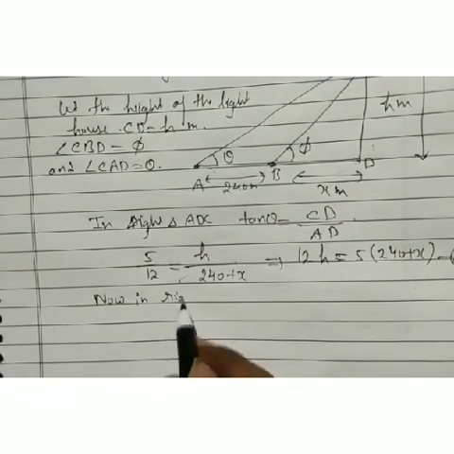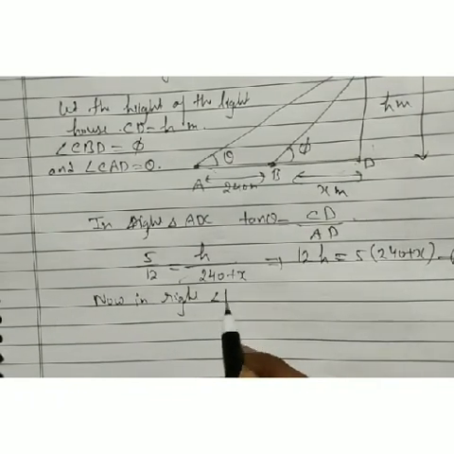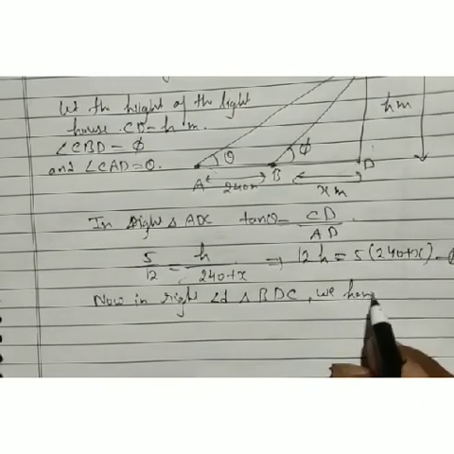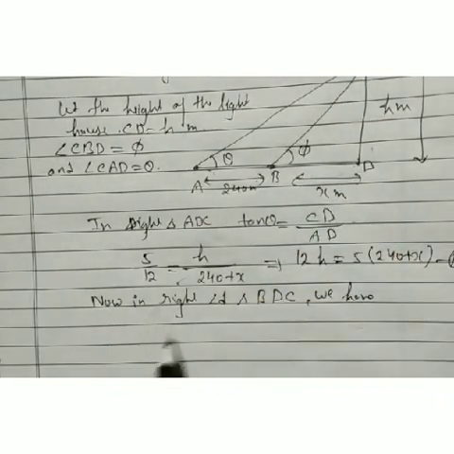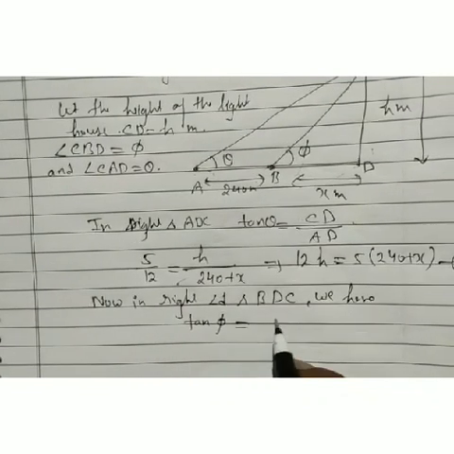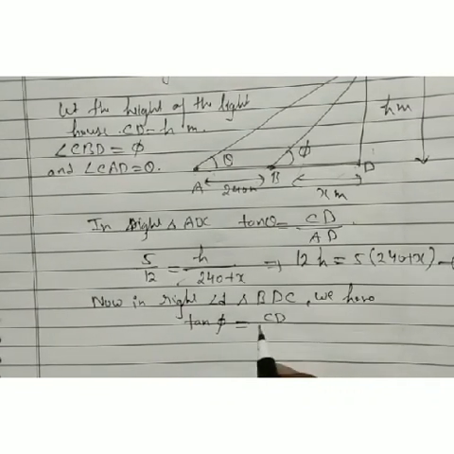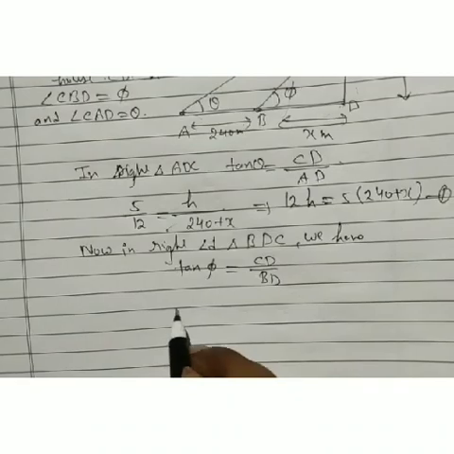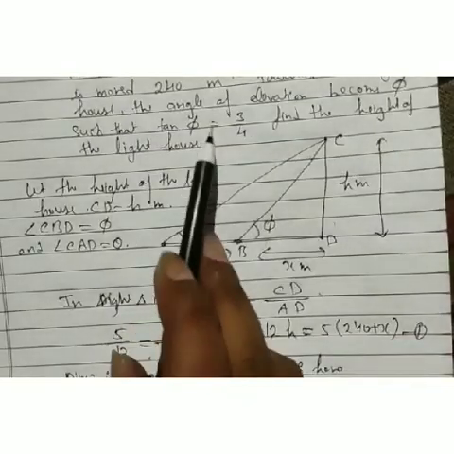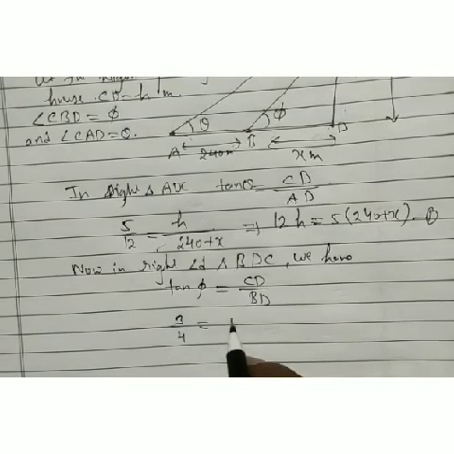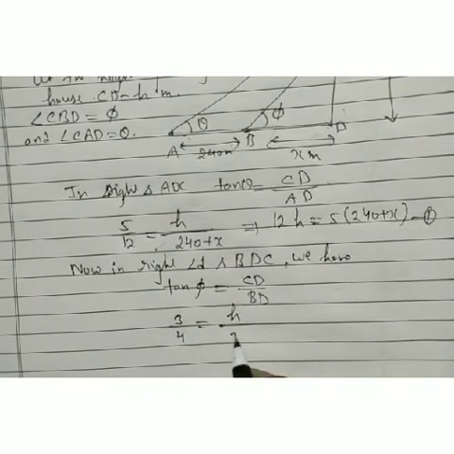Now in right angled triangle BDC, what do we have? We have taken this angle. Now we have tan phi. Tan phi is CD upon BD. The value of tan phi is given in our problem as 3/4. Then we are going to use this 3/4 here. The value of CD is h, and the value of BD we have taken as x.